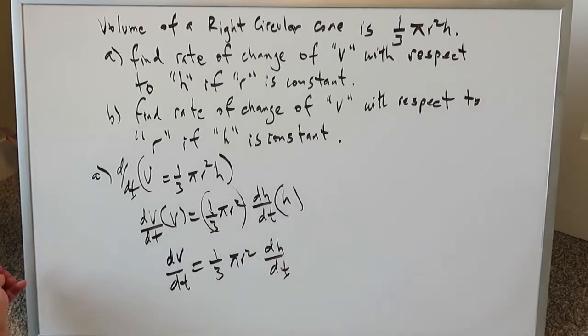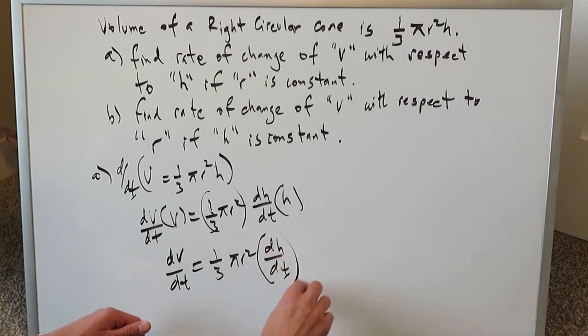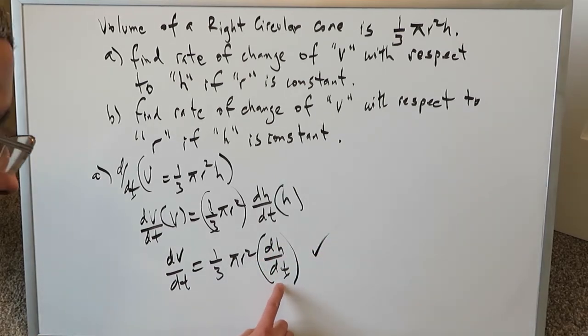What's our final answer here? What's the rate of change of the volume? The rate of change of the volume is this: 1 over 3 pi r squared times whatever the rate of change of the height component is. This right here is your final answer. If it looks ambiguous, it is ambiguous because you don't know what this value here is.